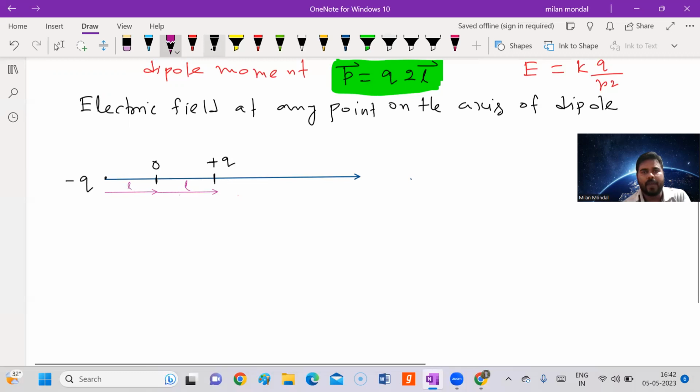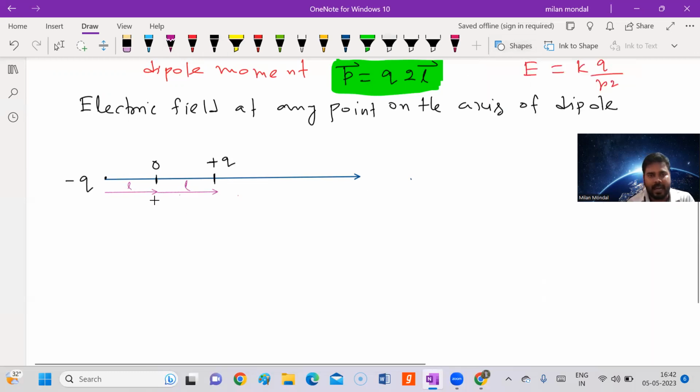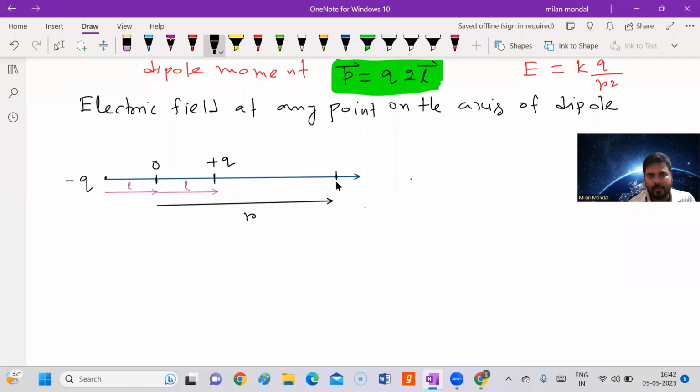So here we want to find the electric field at a distance R from the point O on the axis. So that is our R distance, and this is our point. We are taking this point as A. So actually, from the middle of the dipole, from the point O, we will find the electric field at a distance R at the point A. That is our main job here.